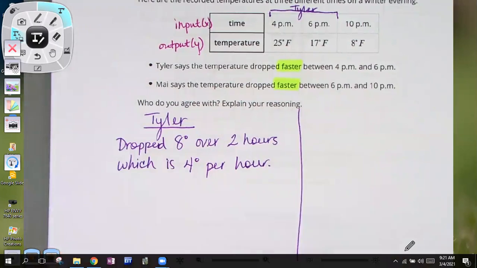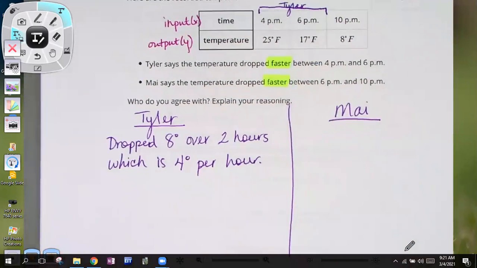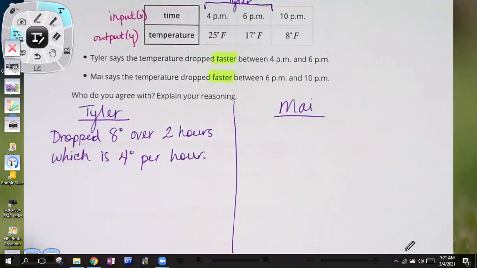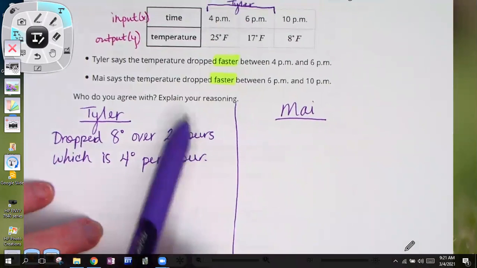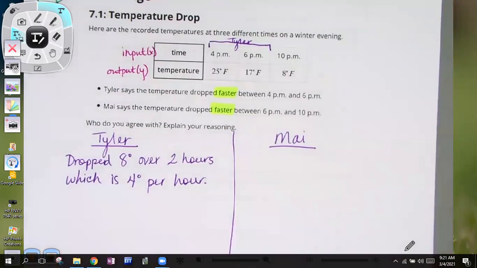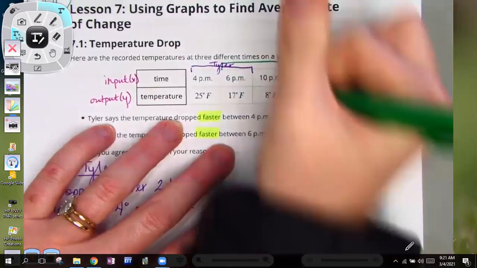All right, now if you chose May as your choice, someone explain to me why you chose May. Did anyone choose May? So y'all are familiar with that term faster. Now, let me choose a different color. So May chose between 6 and 10 p.m. Okay.